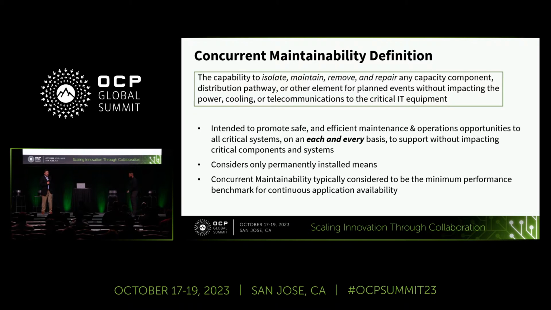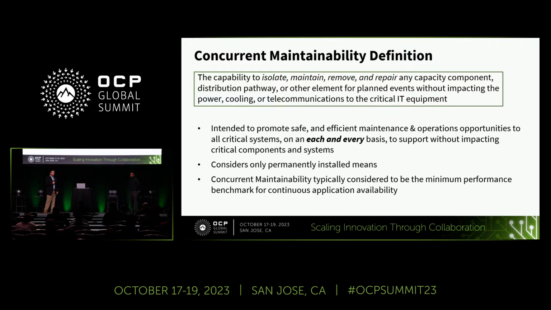Thanks, Jabari. I'd first like to start by making sure that we're baselined on what we mean when we talk about concurrent maintainability. It's a common term. I'm sure everyone in this room has heard of it, but it has a sometimes uncommon misunderstanding across the industry. Misconceptions and myths are rampant. So it is the ability to isolate for removal, maintenance, repair, upgrade, any capacity component or distribution pathway without impacting power or cooling or telecommunications to the IT equipment, right?